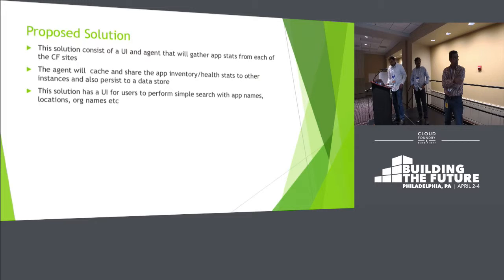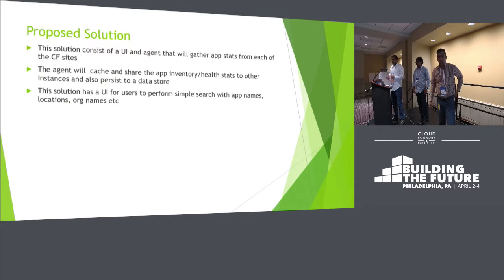I'll go with the proposed solution. We came up with this problem: currently we can only log in to one particular site or data center to get the health information or any stats. So we thought of building a UI with an agent which gathers all the application stats and other health check information from various sites or availability zones, and shares that across the agents deployed in individual sites.